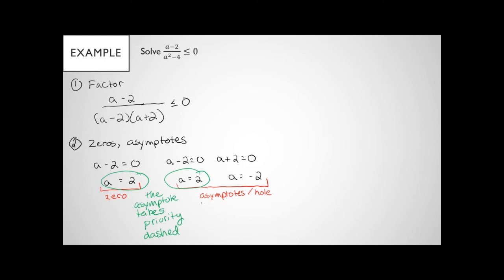So we're going to have a dashed line at x equals 2. And then we're also going to have a dashed line at x equals -2 because that is another asymptote. So before I draw my sign chart, are there questions on the determining of whether these things were dashed or not and why x equals 2 is dashed?